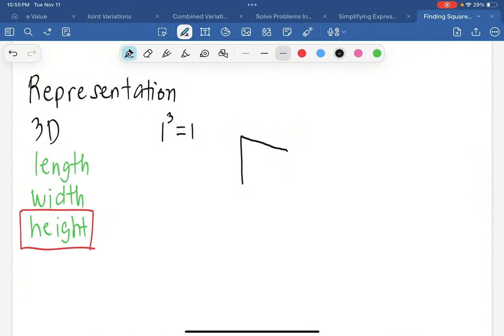I'm not really good with this, so wait, let me just change color. So bear with me.